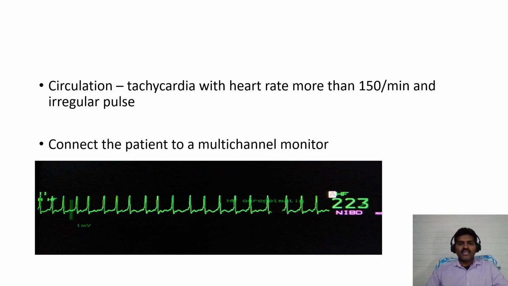Rate first, the rate is given. Next comes the rhythm. Rhythm is irregularly irregular. Then check for presence or absence of P wave. There is no P wave anywhere. Once P wave is not there, no question of PR interval. You proceed to QRS duration. QRS duration appears narrow. So it's a narrow irregular tachycardia.